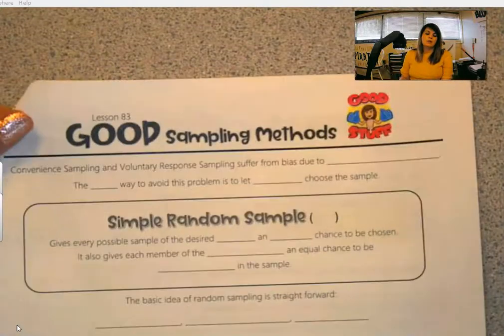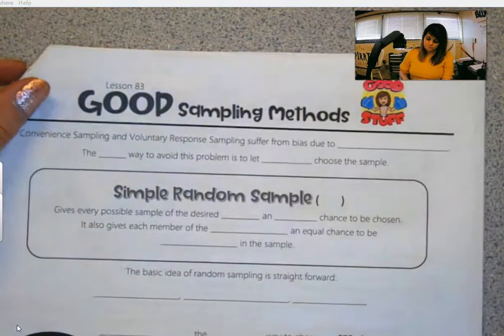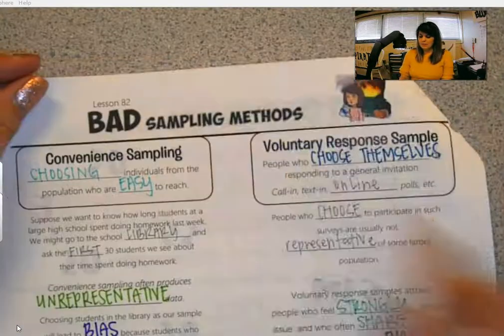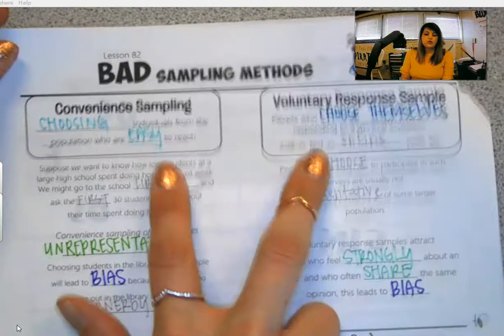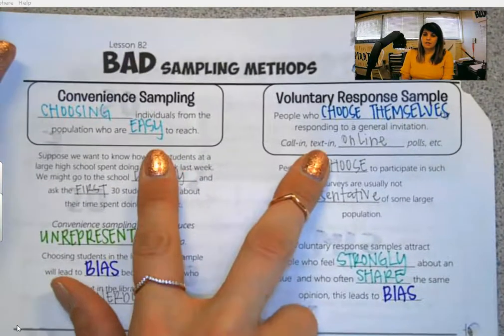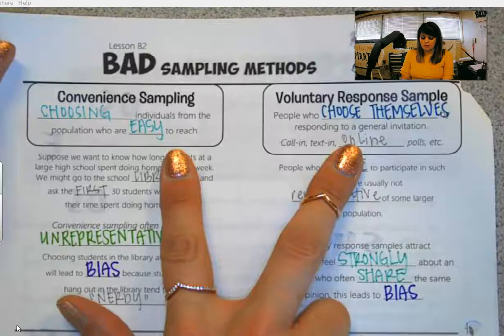Lovies, this is lesson 83, part 1. We're talking about good sampling methods in this lesson. We're coming from talking about the bad sampling methods, the sampling methods that are just a total dumpster fire. There are two very common ones, convenience sampling and voluntary response sampling.